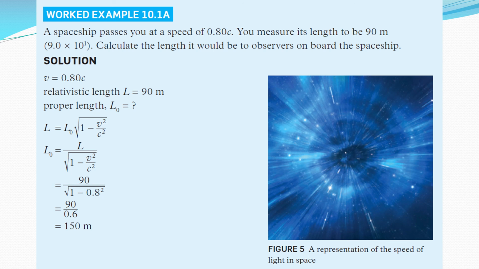So, because it's moving past you at 0.8 speed of light, you are measuring its relativistic length. You need to find its proper length. Here's our formula. We have our velocity, plug the numbers in. Its proper length is 150 metres. So if it was at rest next to you, it would be 150 metres long, but because it's travelling by you at 0.8 the speed of light, it only appears to be 90 metres long. That's length contraction in the direction of motion.